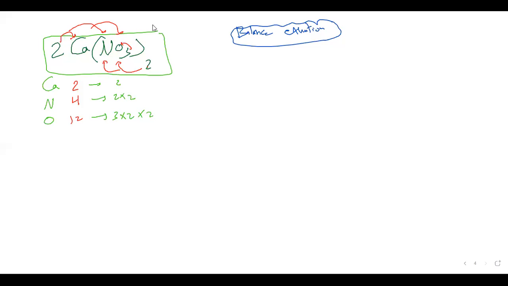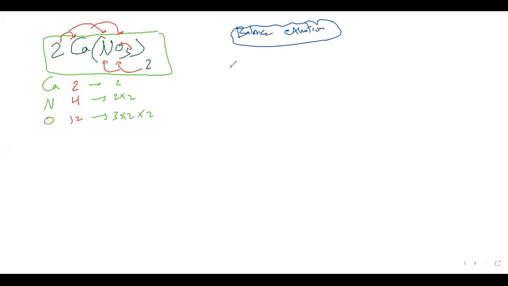So in this case, you will find that 2 is a common factor for all the compounds, and 2 is a common factor for the elements inside the brackets, and 3 for all only. So for calcium, we have only 2. For nitrogen, we have 2 multiplied by 2 to be 4. For oxygen, 3 multiplied by 2 multiplied by 2 to be 12.